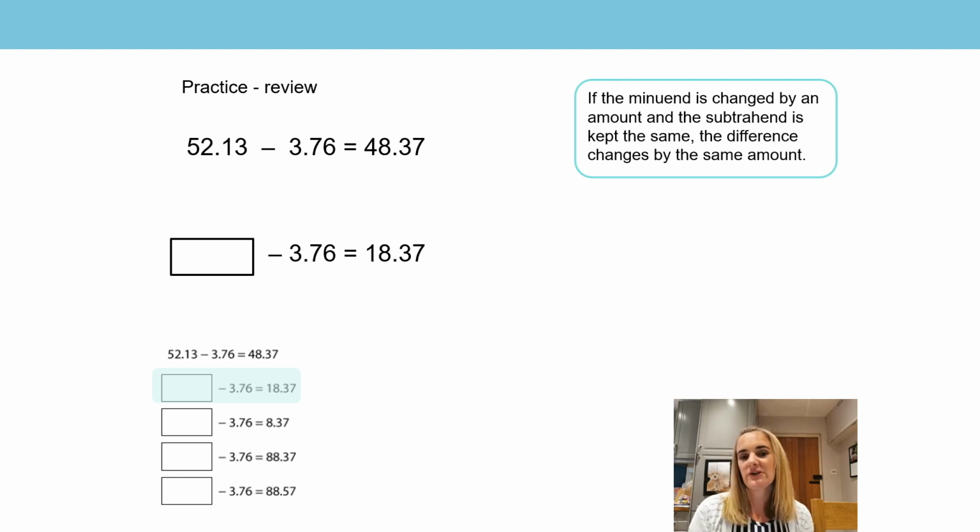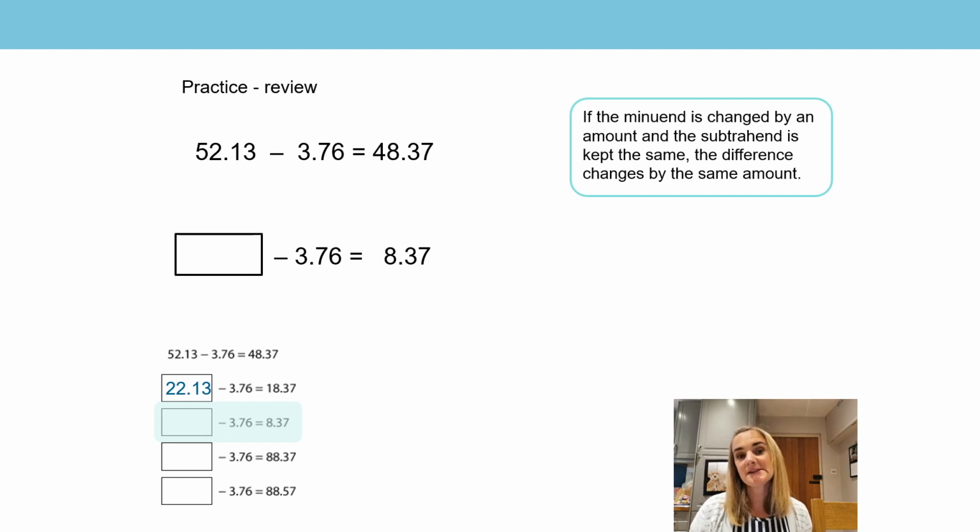That's right, the subtrahend was the same, the 3.76. So if we go back to our generalisation, if the minuend is changed by an amount and the subtrahend is kept the same, the difference changes by the same amount. Well, in this case, we don't know what the minuend has changed by, but we do know what the difference has changed by. The difference dropped down by 30. So therefore, the minuend also needs to drop down by 30. So that 52.13, we needed to subtract 30 or 3/10 from 52.13, which would give us 22.13. I hope you got that one right.